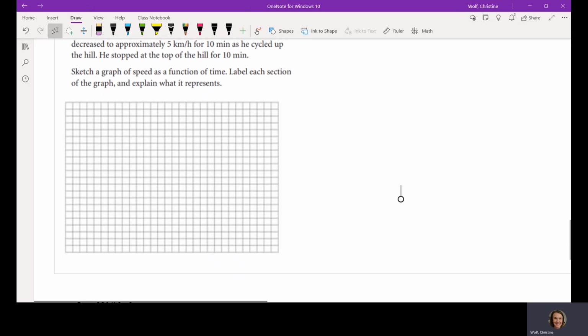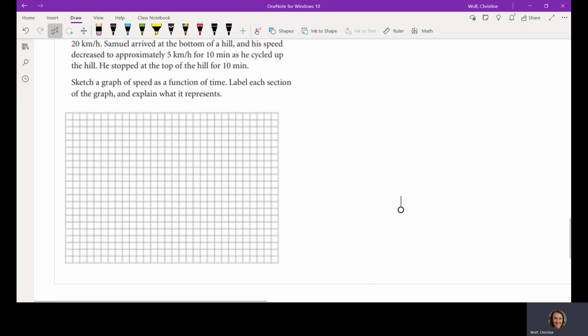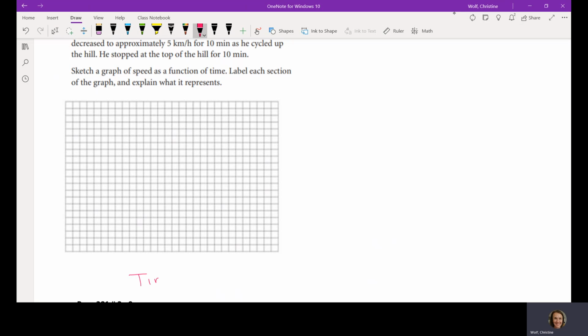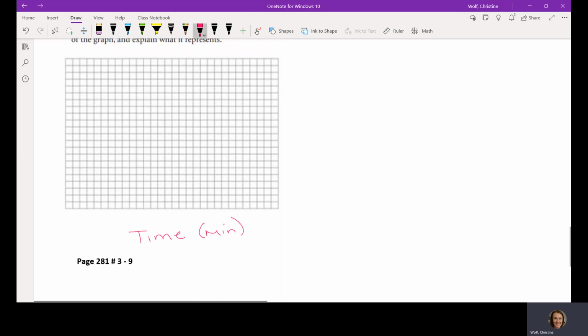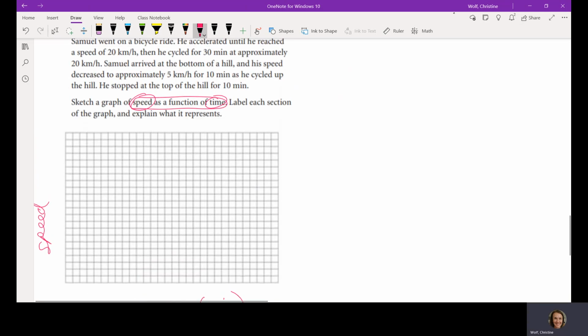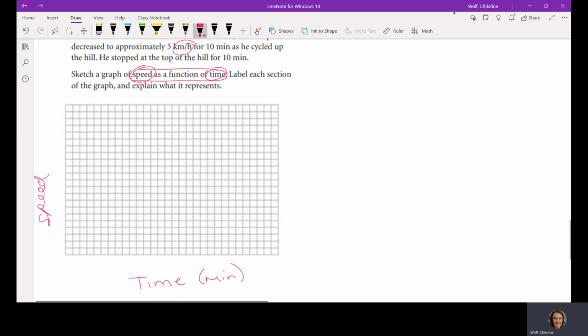Okay, now bear with me here as I try to draw this graph. So usually we have time at the bottom, and if we read the question, it's all in minutes. He did this for 20 minutes and that for 30 minutes, etc. So we're going to use minutes. And then on my vertical axis, it is talking about his speed. So it tells us right here what we want you to do: speed as a function of time. So speed and time are 2 labels. So this is speed. And they tell us in the question that the speed is in kilometers.